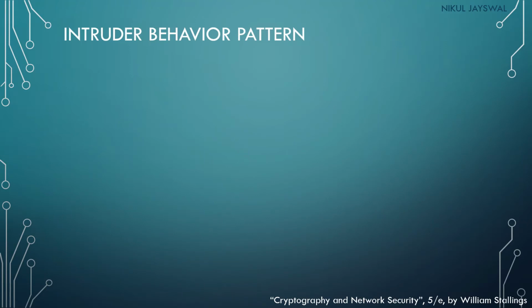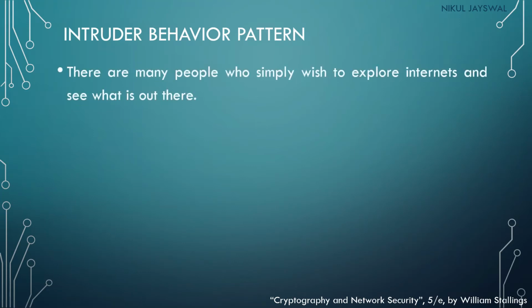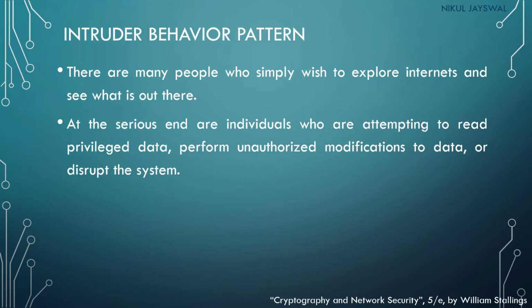Now intruder behavior patterns. Every intruder will have some behavior pattern. Based on that behavior pattern, we can identify the type of intruder, and we can also identify the type of attack that can be performed by the intruder. There are many people who simply wish to explore the internet and see what is out there. At the serious end, there are some individuals who are attempting to read privileged or confidential data, perform unauthorized modification to data, or disrupt the system. So there are many people who simply wish to explore the internet, and some people who try to get confidential or useful information from the internet.